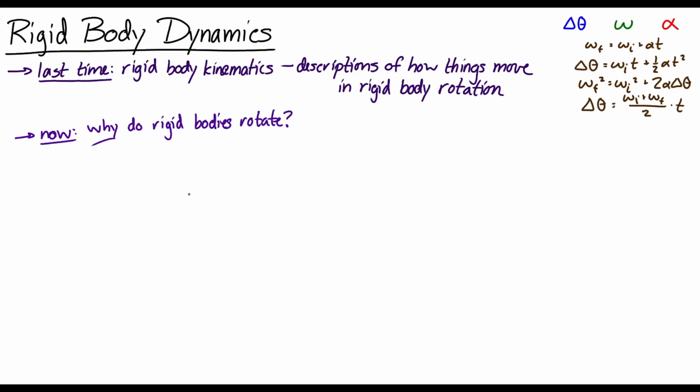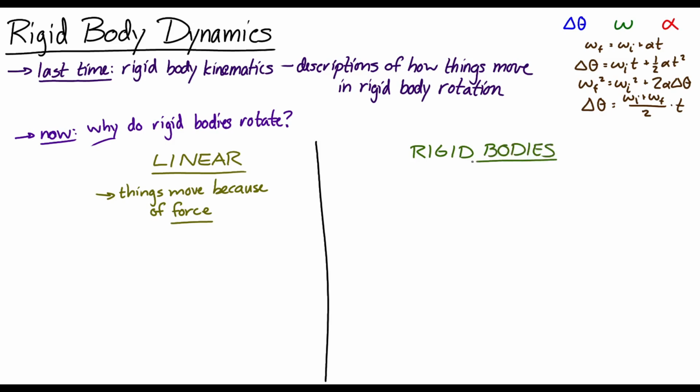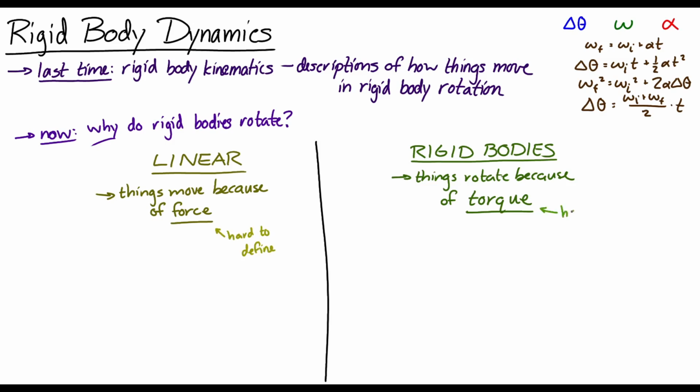And in order to do that, we're going to draw a lot of comparisons to the linear world. In the linear world, when we thought about why things moved, we introduced the idea of force. For rigid bodies, the corresponding idea is called torque. Now, just like force was kind of hard to define, torque is also a little hard to define. I'm going to write down the mathematical definition of torque. Here it is. Torque is equal to F r sine theta.